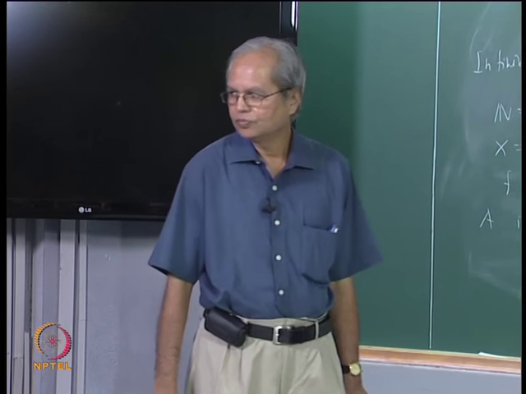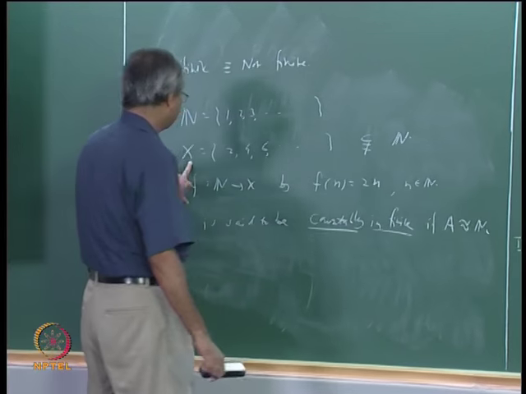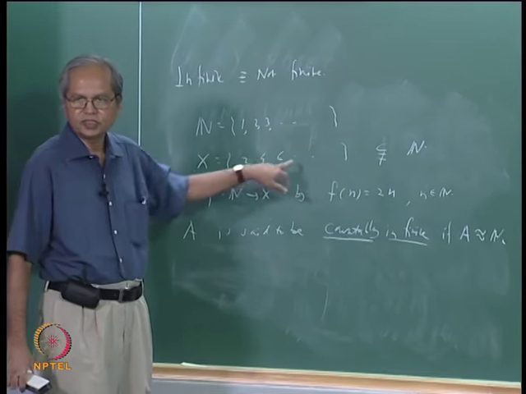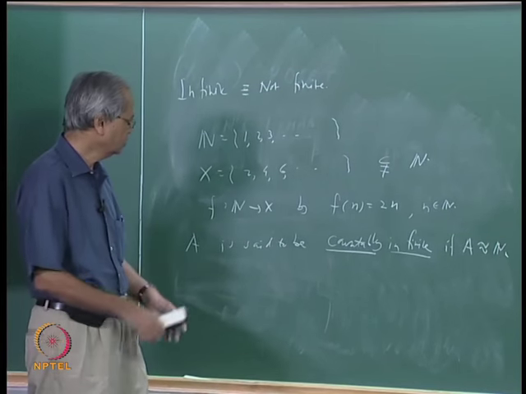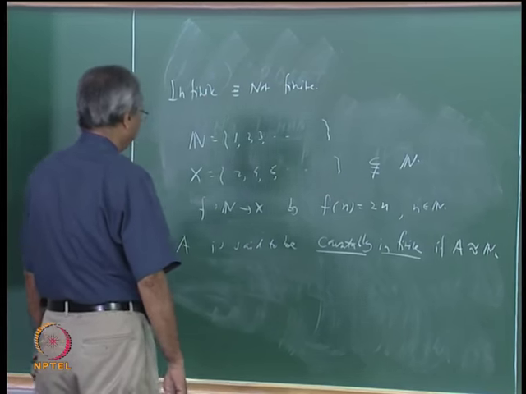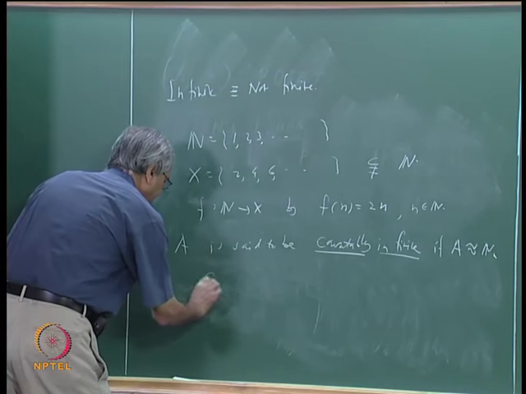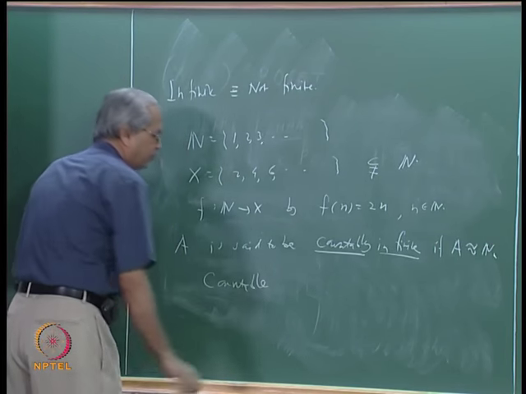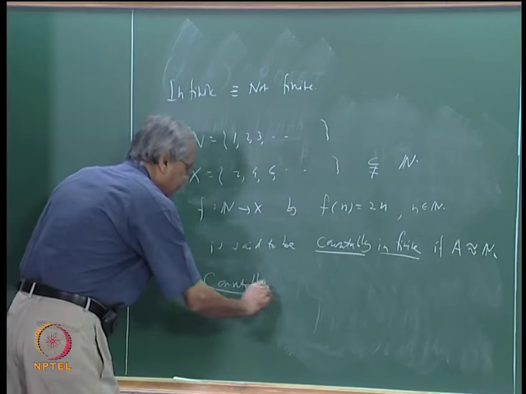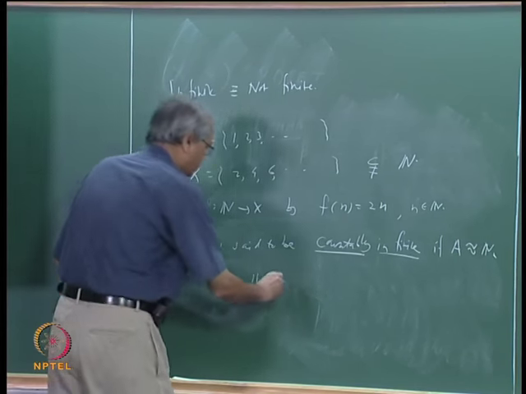For example, this set X, 2, 4, 6, etc., is a countably infinite set. We will also use another term, what is called countable. Countable means finite or countably infinite.